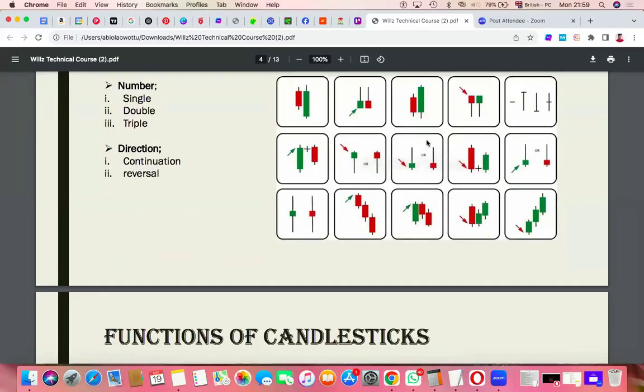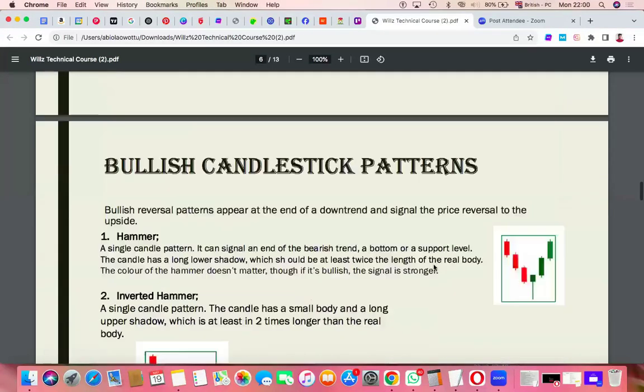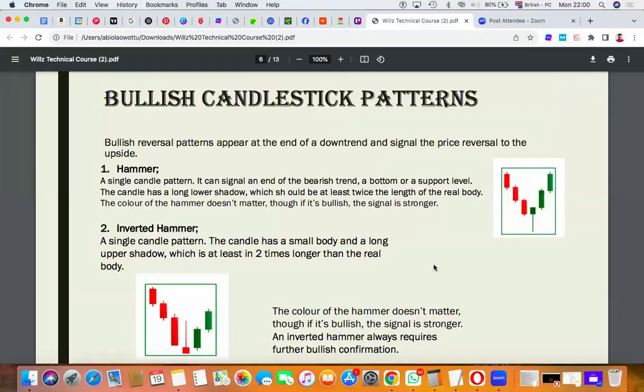So this is a hammer here, an example of a hammer, and a hammer you can see, and it's a single pattern, right?